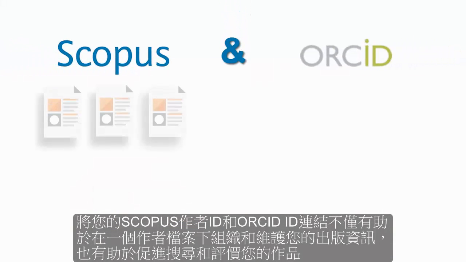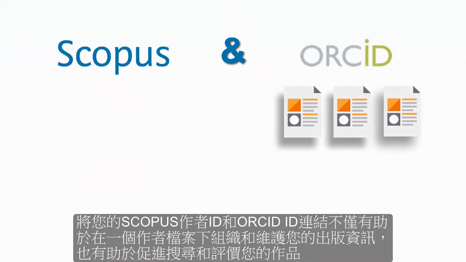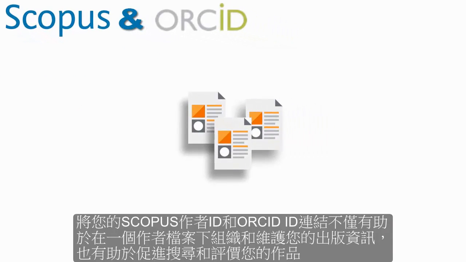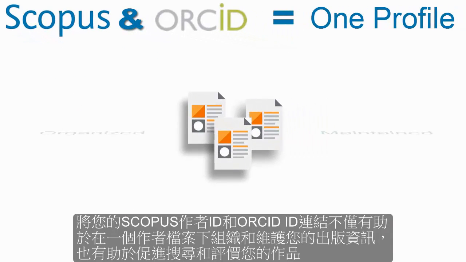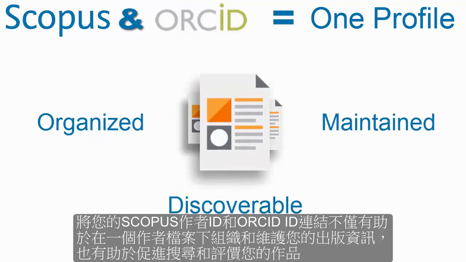Connecting your Scopus Author ID to your ORCID ID not only helps you organize and maintain your publication information under one profile, it also helps facilitate discovery and evaluation.